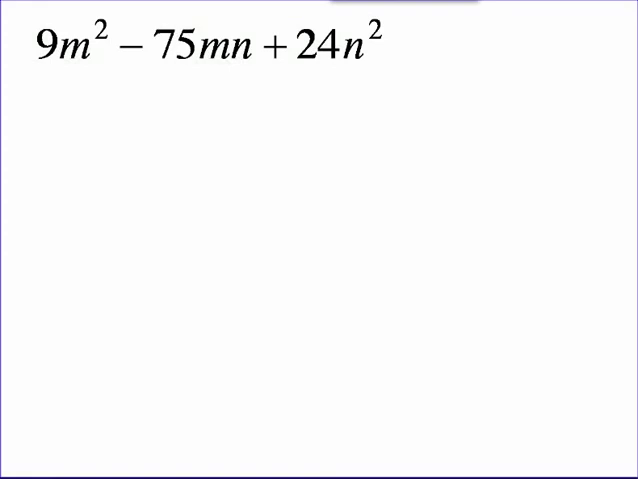We need to take out something in common if we can. Can we take something out in common here? Because notice, these are some pretty big numbers, so it would benefit you if you could take out a number. As Casey has already said, you can take out a 3. So if I take a 3 out, that leaves me with 3m squared minus 25mn plus 8n squared.